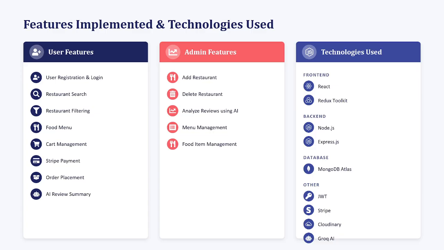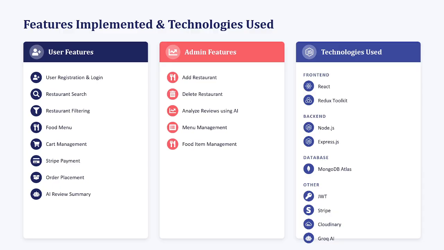Here we have some of the features and technologies implemented. The application provides separate functionalities for users and administrators. Users can register, log in securely, browse restaurants, search restaurants, view menu, add food items to the cart, make payment using Stripe, and view AI generated review summary. Administrators have additional privileges such as adding new restaurants, deleting old restaurants, managing the menu and food items, and analyzing the customer reviews using AI.